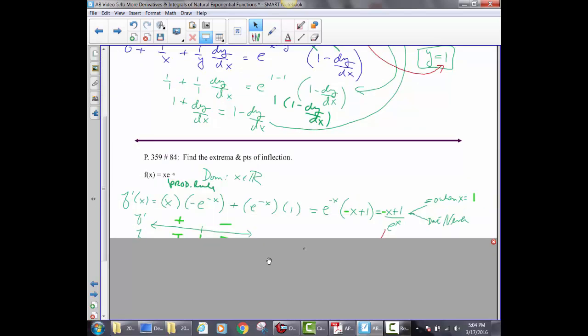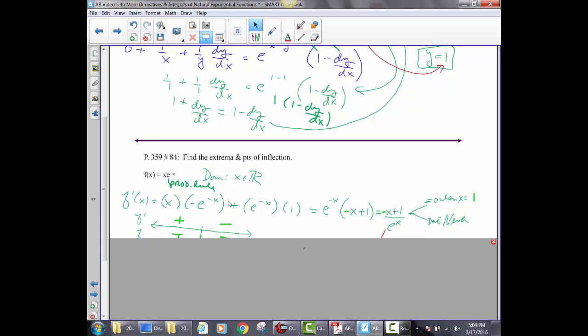Find the x-coordinates of the points of inflection of x times e to the negative x. So domain is all real numbers. This is a product rule going on here, x times e to the negative x, so first term times the derivative of the second, which is e to its power times the derivative of its power, plus the second function, e to the negative x, times the derivative of x, which is 1.